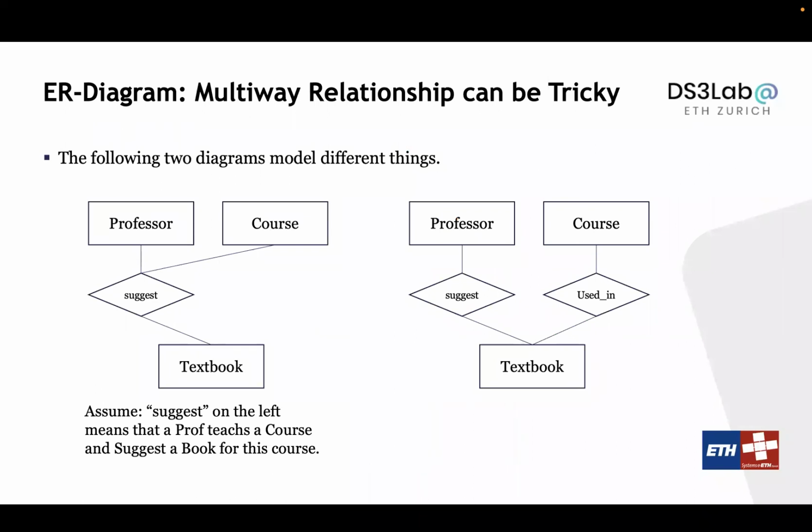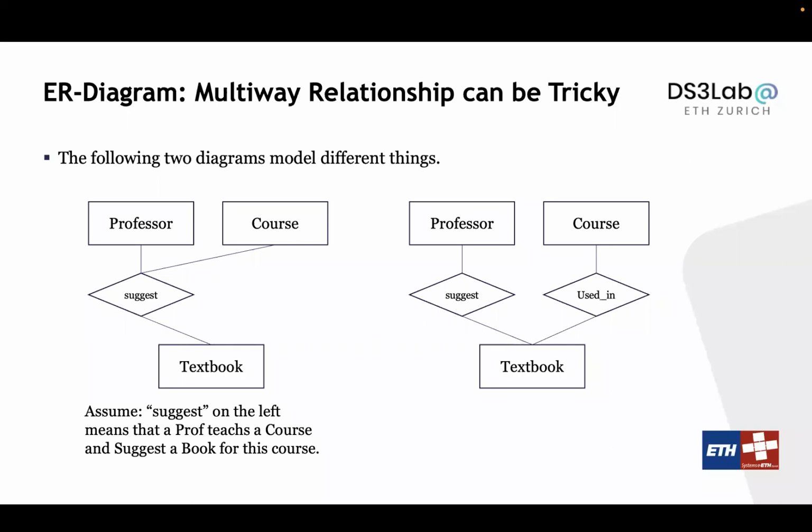Now let's look at some slightly trickier cases. One tricky case is that a multi-way relationship can be tricky. If you look at these 2 different diagrams, they are actually modeling different things. On the left-hand side, I have this suggest relationship connecting 3 different entity sets. By that, I mean a professor teaches a course and also suggests a textbook for this course. On the right-hand side, I could have 2 binary relationships connecting these 3 different entities. I could have the suggest relationship, saying a professor suggests a textbook, and the used-in relationship, saying this textbook is used in that course.